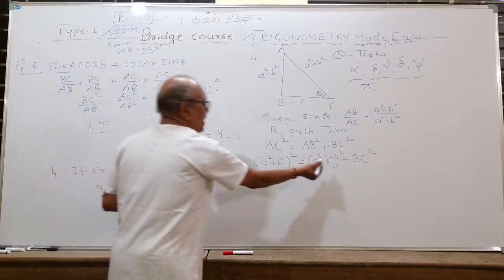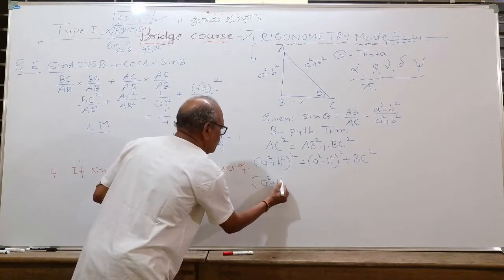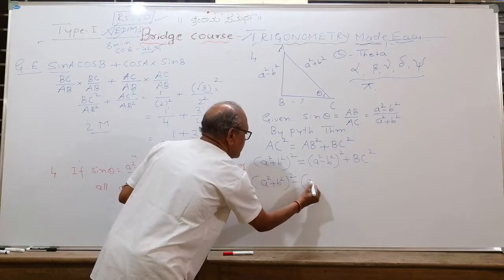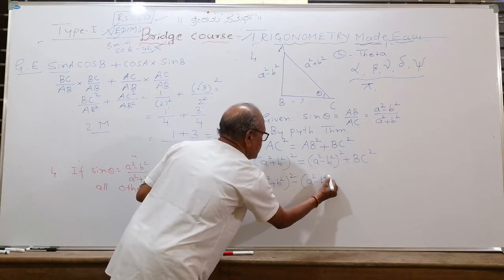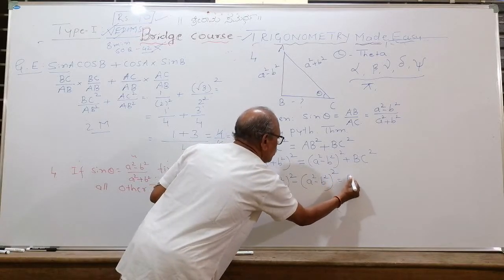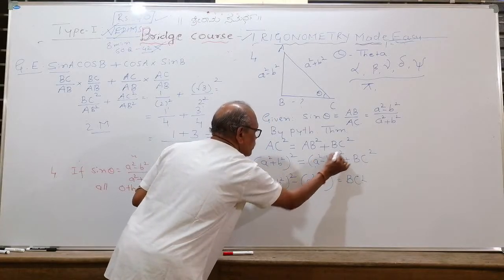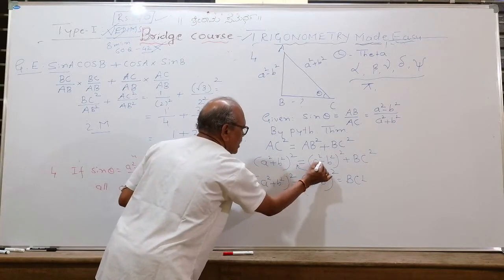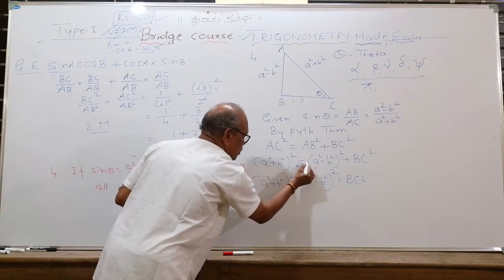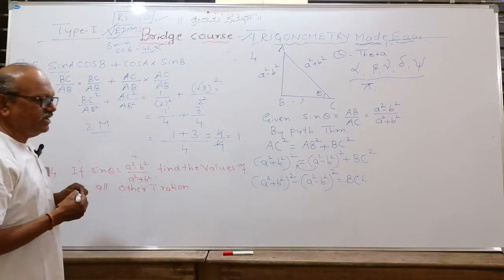Right? Now you take this to the left. You will get a square plus b square, take this to the left, whole square minus a square minus b square whole square is equal to what? BC square. I am taking this a square minus b square to the left side. Generally, whenever you transpose any number to the left side, positive becomes negative, negative becomes positive. They will change their sign.